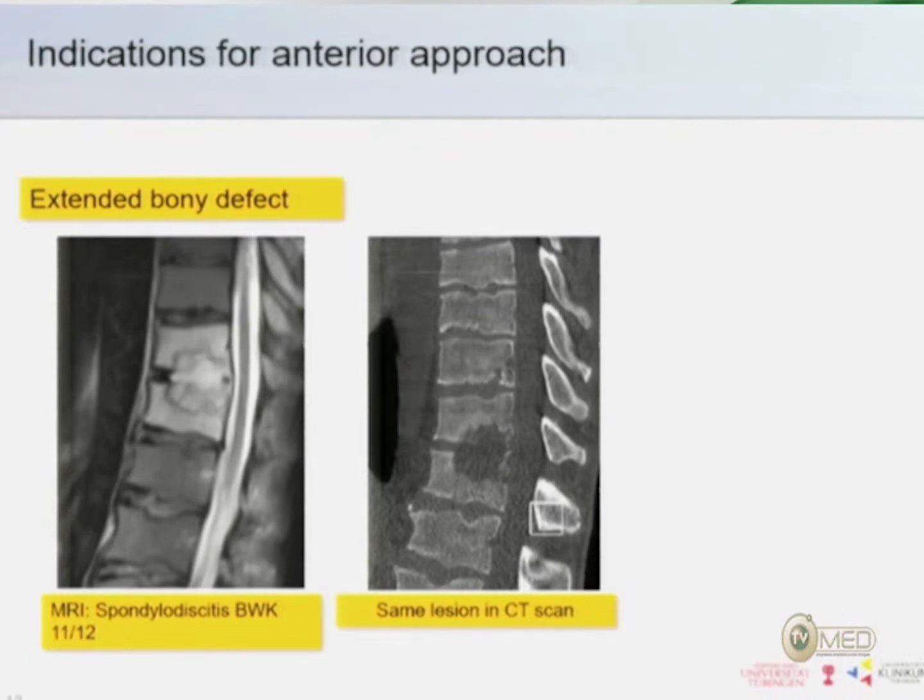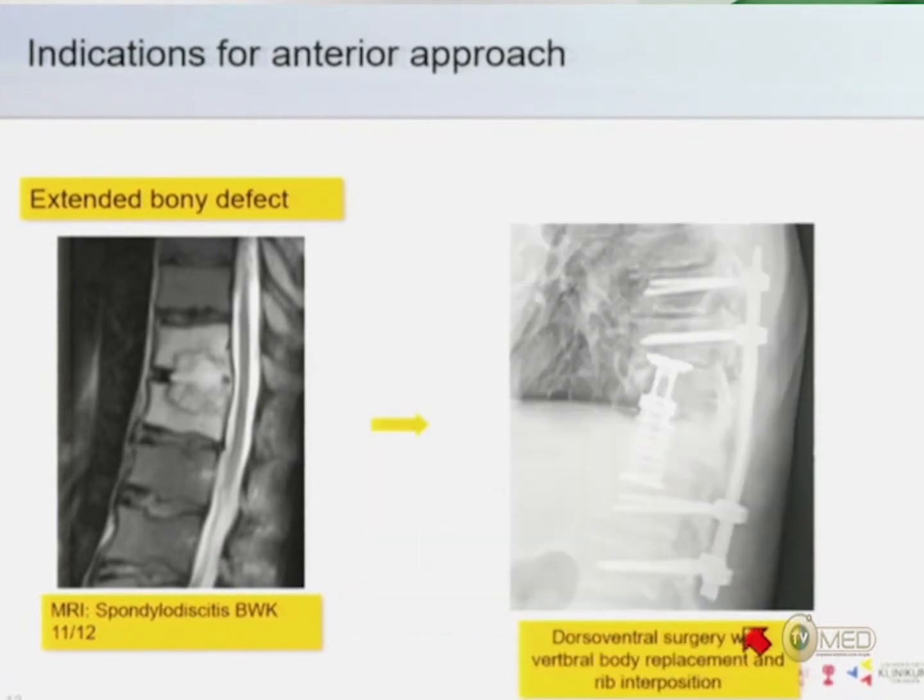Indications for anterior approach, of course, if you have an extended bony defect, as you can see here in this site, T11-12. Here's the CT scan where you can see the same lesion. You have to do a posterior stabilization and then a ventral vertebral body replacement. And I additionally did here some rib interposition for long-term stability.